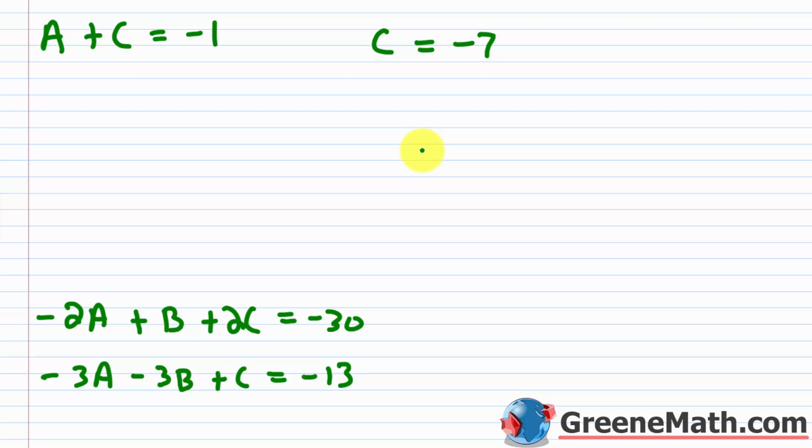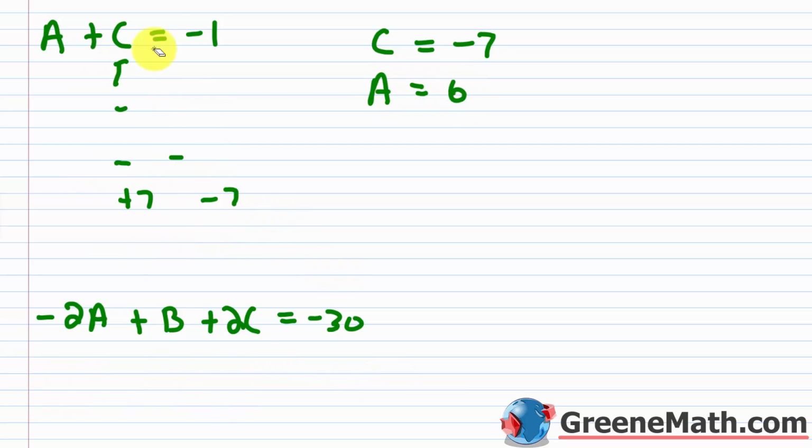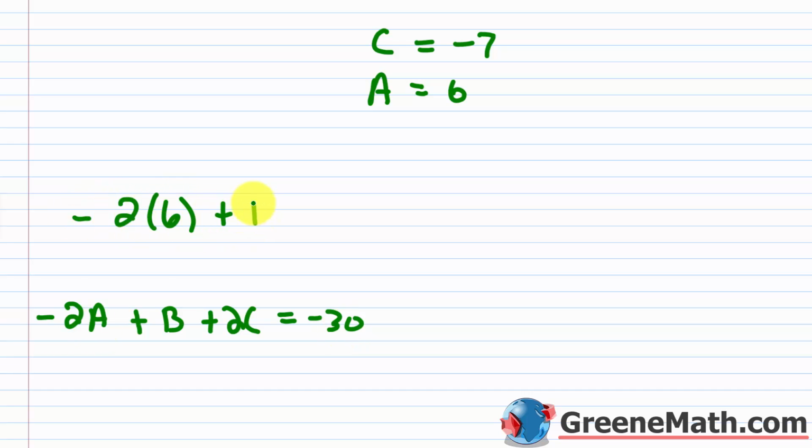So what's a? Well, if I plug in a negative 7 there, we'd have a minus 7 equals negative 1. Add 7 to both sides. You get a is equal to 6. So a is 6. At this point, you can get rid of everything except for this equation here. You could really use either equation with b, but I'm going to use this one. So I'm going to plug in now. I'd have negative 2 times 6 plus b plus 2 times negative 7 equals negative 30.